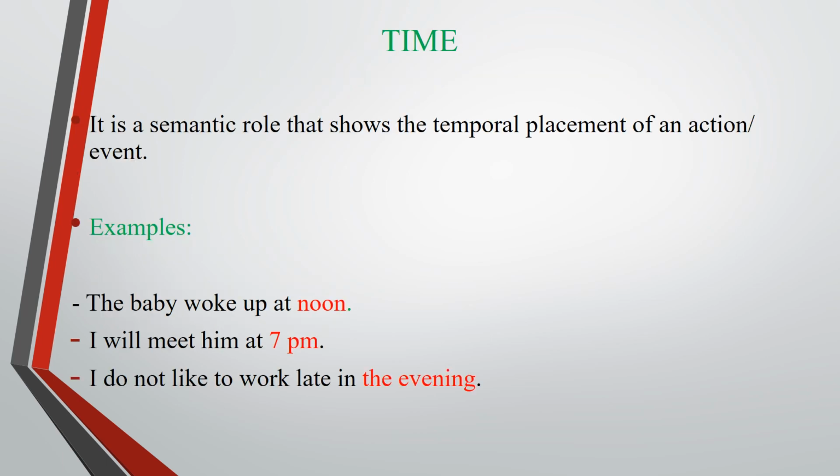Time is also a semantic role showing the temporal placement of an action or an event, the time in which an event or an action takes place or took place. For example, the baby woke up at noon. It shows the time or the temporal placement at which the baby woke up. I will meet him at 7 p.m. It also shows the time at which the event will take place.